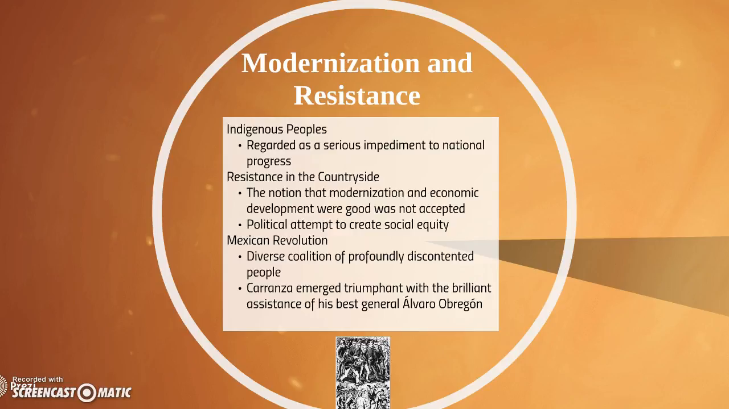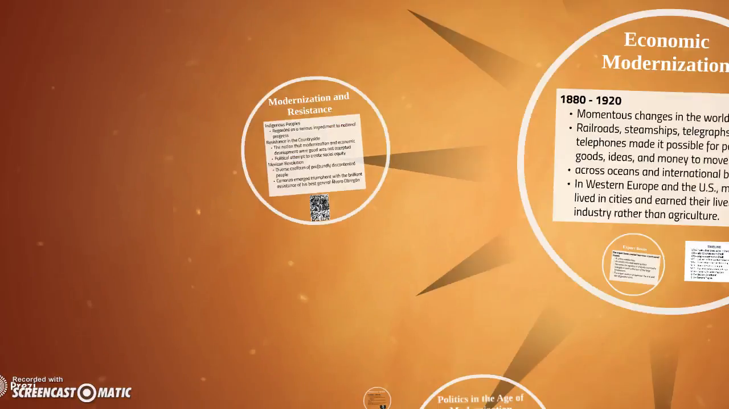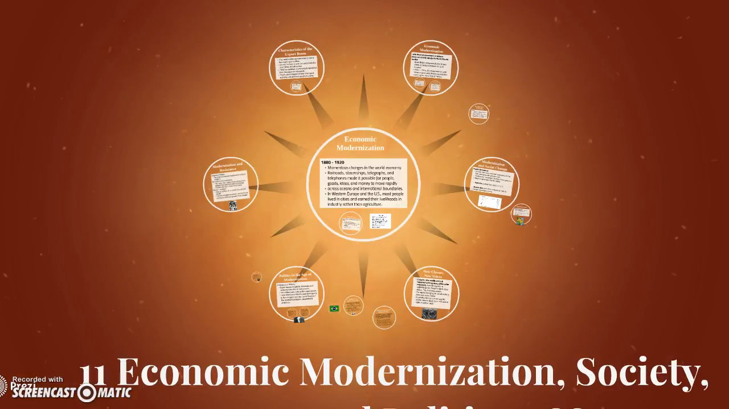The Mexican Revolution exploded during this time with a diverse coalition of profoundly discontented people. And it was finally won by Álvaro Obregón. And that is chapter 11.